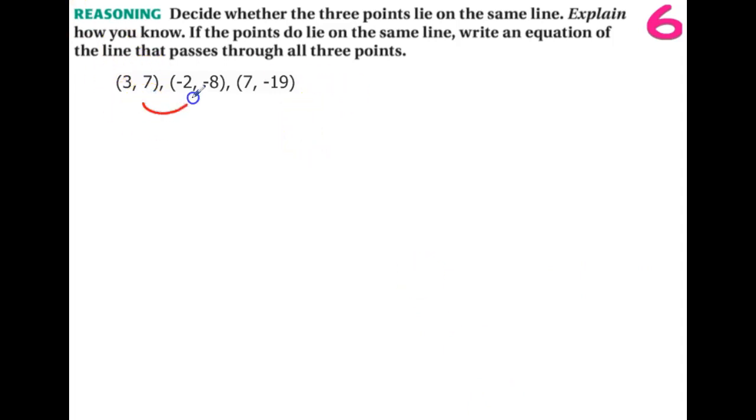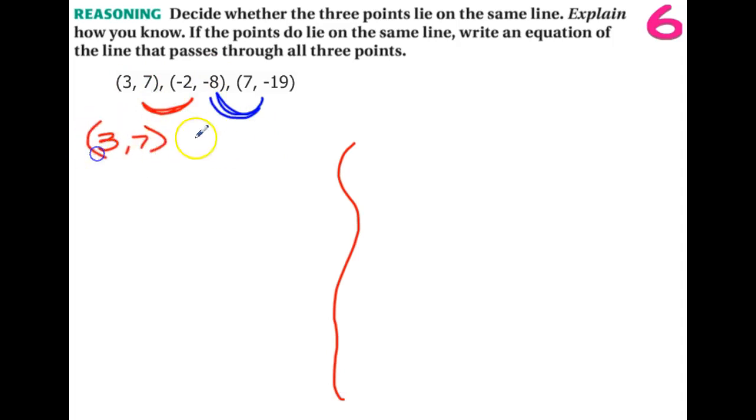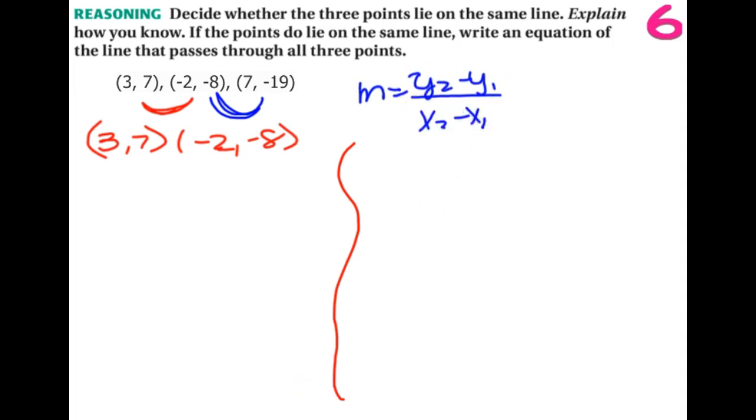So first, I'm going to find the slope between these two. Then I'm going to find the slope between these two. If the slopes are the same, then we should have a nice straight line. So first, I'm going to use these 2 points, (3, 7) and (-2, -8), and I'm going to plug them into my slope formula: y2 minus y1 over x2 minus x1.